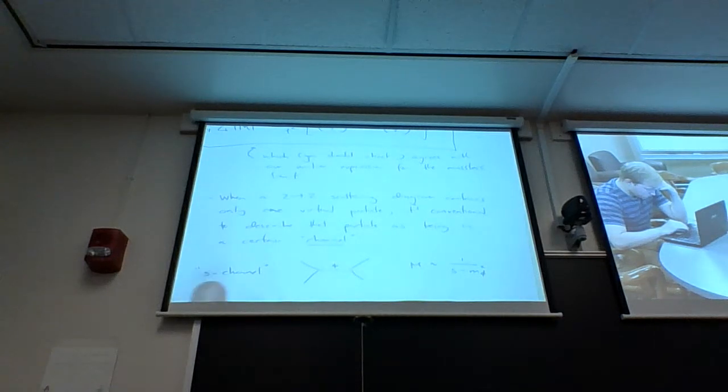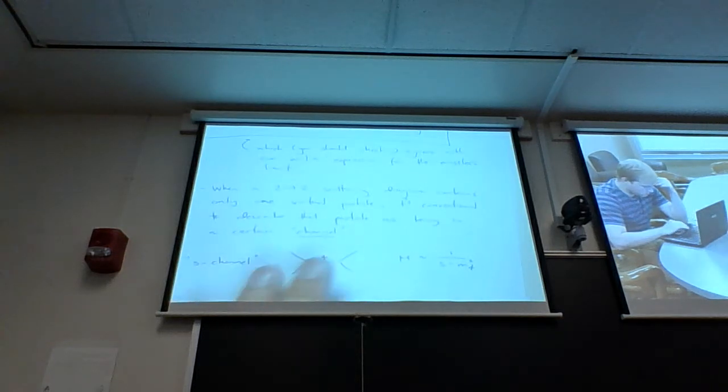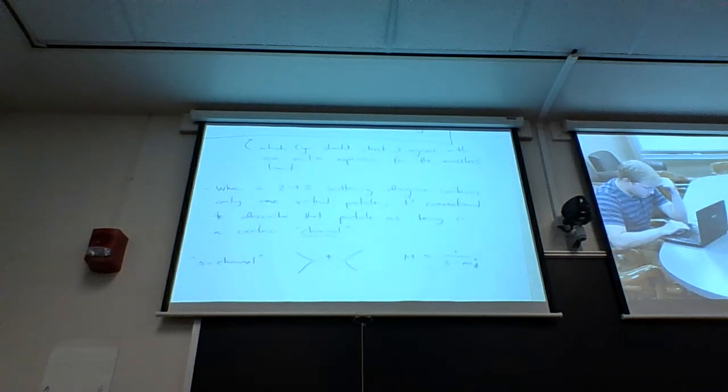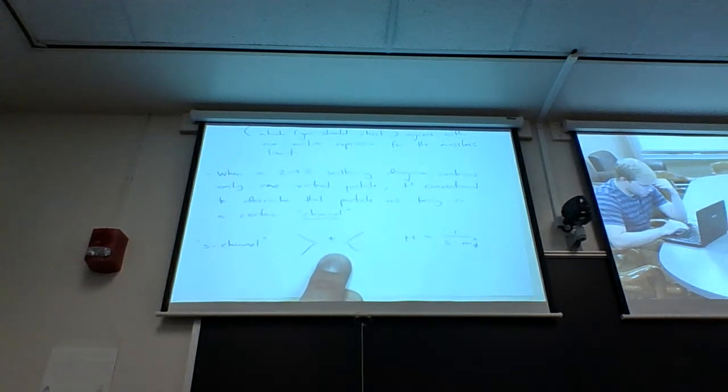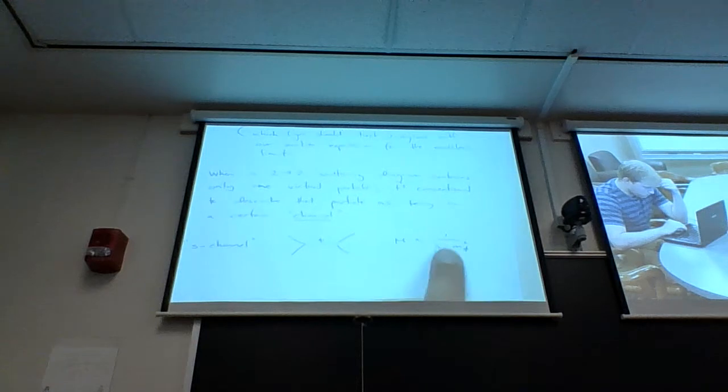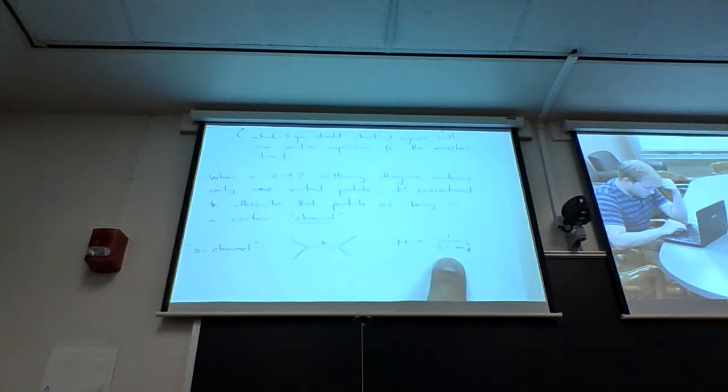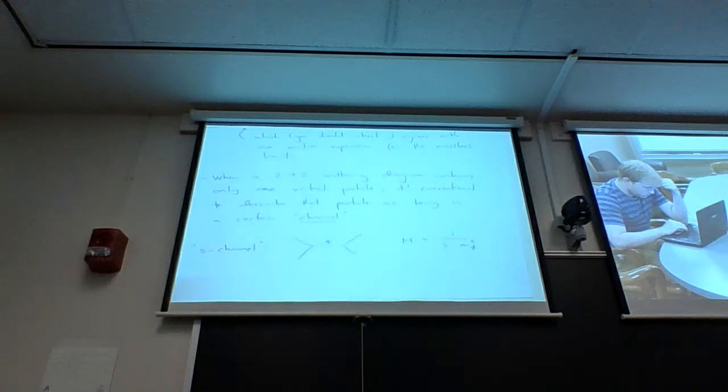Okay, and here's just some vocabulary. In 2-2 scattering diagrams where we only have one virtual particle, so this would be tree-level stuff and not any loops or anything like that, we typically describe that particle as being in a certain channel. For example, here my virtual particle is phi, and the denominator goes like S, from this propagator. So we call this an S-channel diagram, okay?